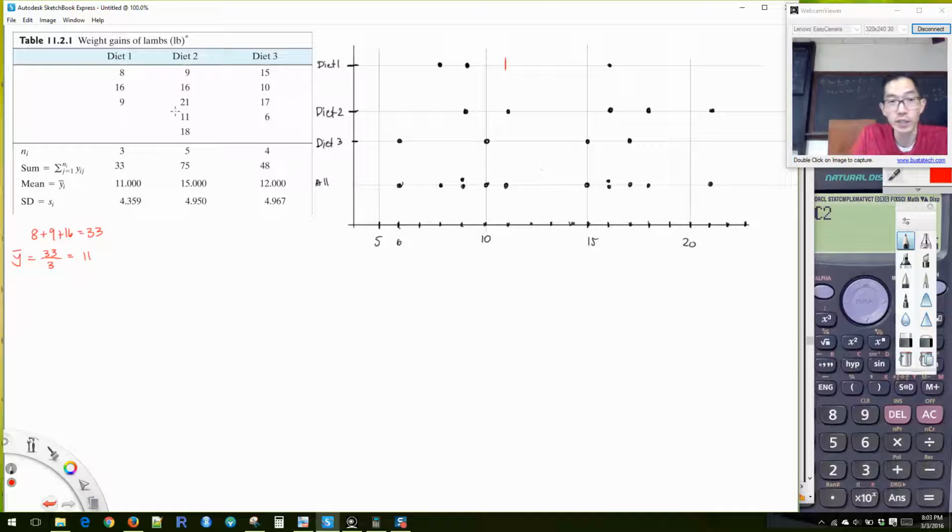Okay, if I did this for diet 2, its group mean is 15, and for diet 3, its group mean is 12. Okay, so I have these 3 different group means.